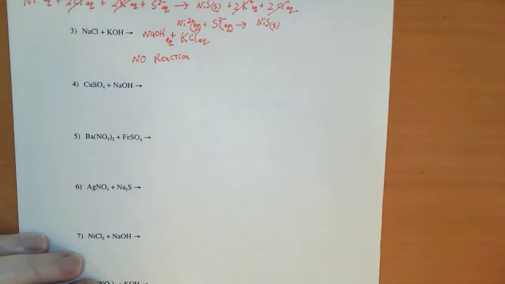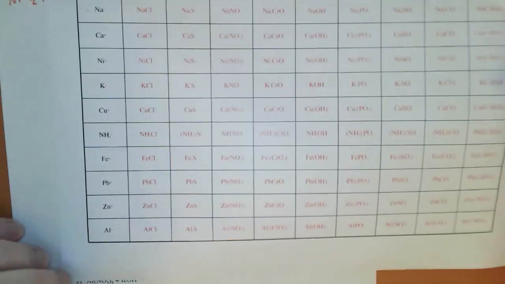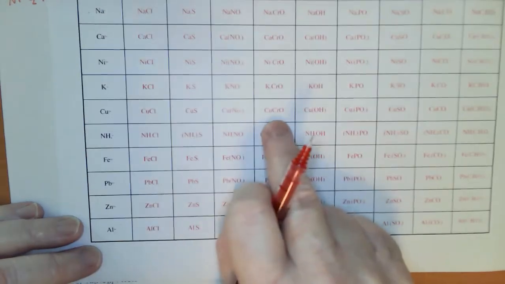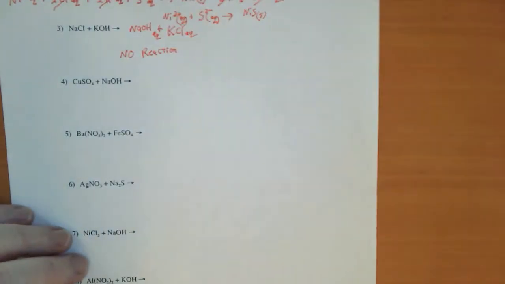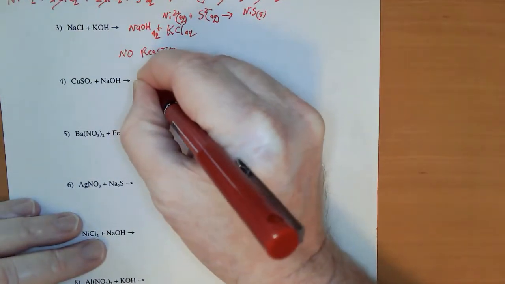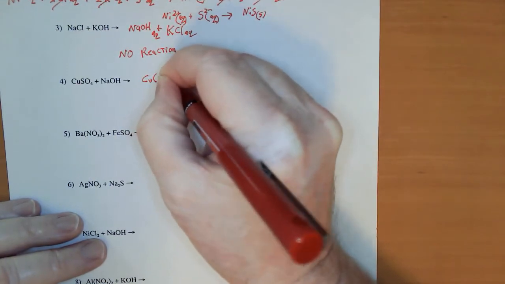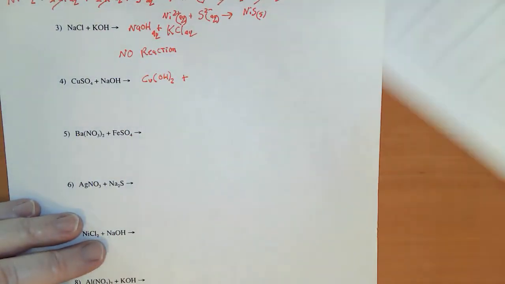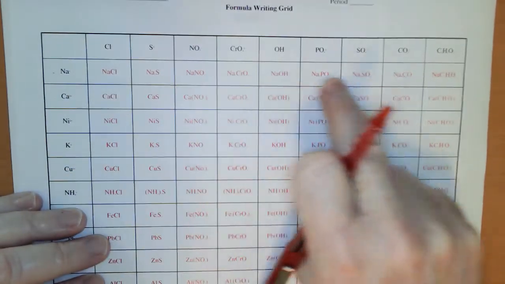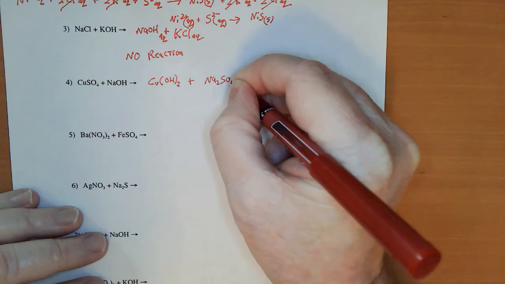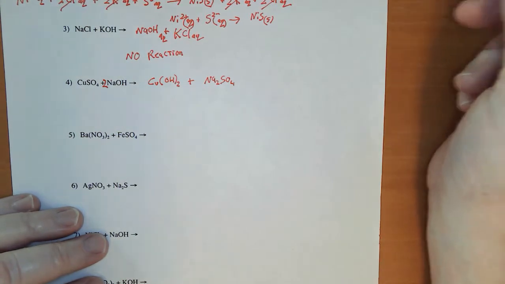Copper hooking up with the hydroxide. So I'm going to look here to see if I have copper. I do have copper 2+. I've got hydroxide over there. There it is, Cu(OH)2. Okay, so I can write that. And I'm looking for sodium with sulfate. Sodium going across to sulfate, Na2SO4. There we go. Na to make everything balance out.